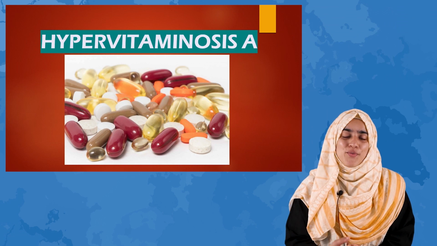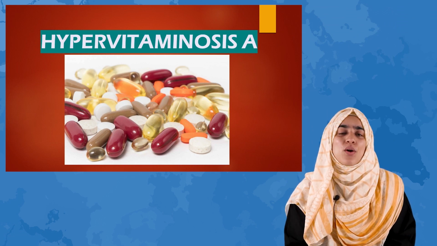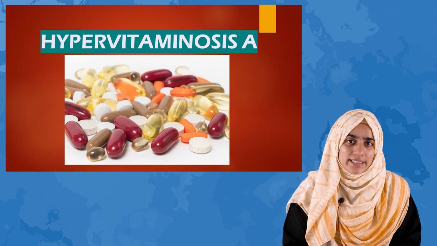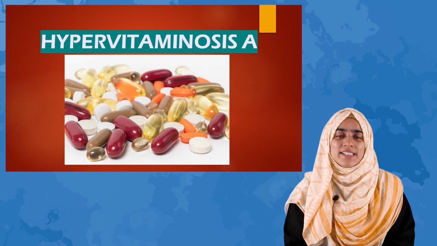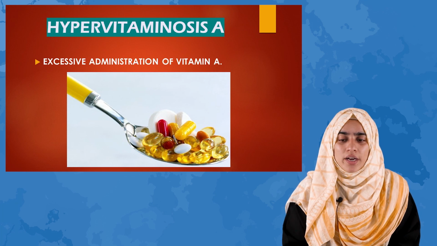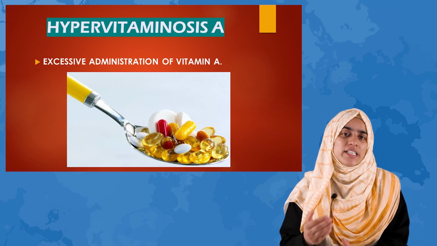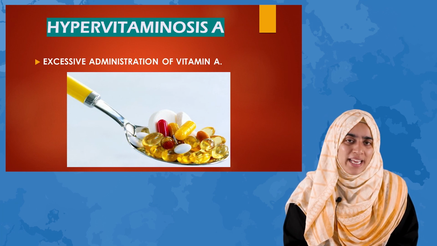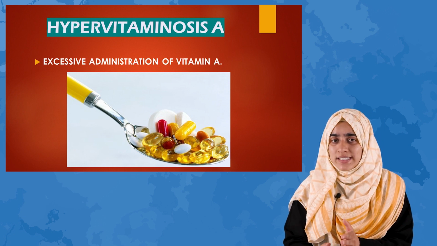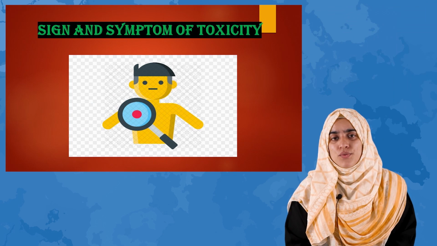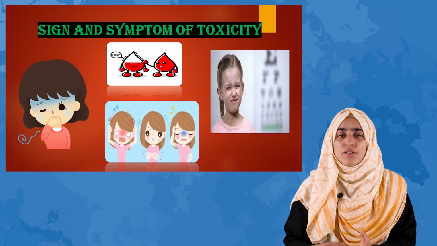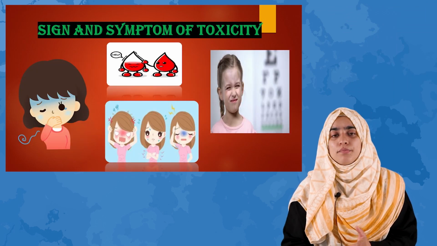There's a condition when there is an excessive amount of vitamin A intake, which leads to a condition called hypervitaminosis A. Yes, you heard me right. So when there is an increased amount of vitamin A in the body, it leads to toxicity which may result in this condition. The signs and symptoms of this toxicity may include nausea, irritability, blurred vision, as well as anemia.